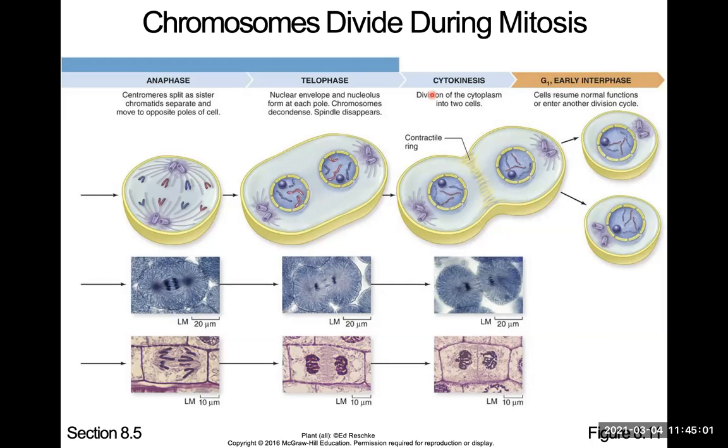G1, S, and G2. G1 is a growth phase, so the daughter cells grow. S stands for synthesis, DNA replication happens. G2, it grows a little bit more before mitosis. So very good, you guys are following me.